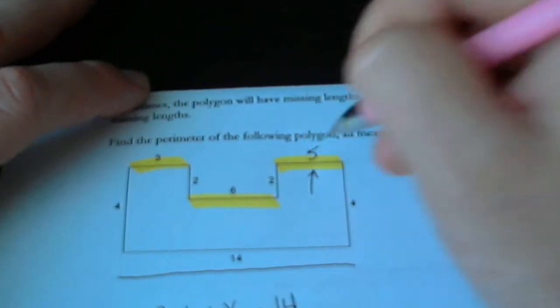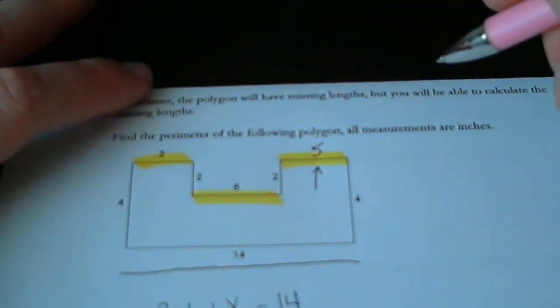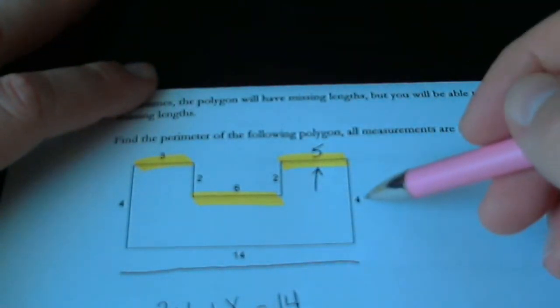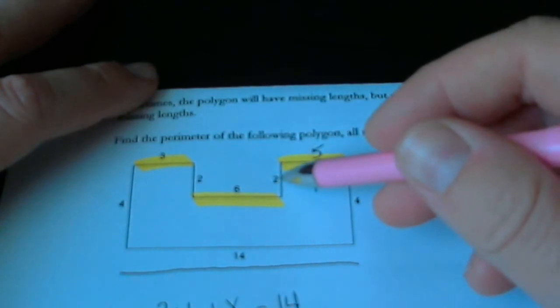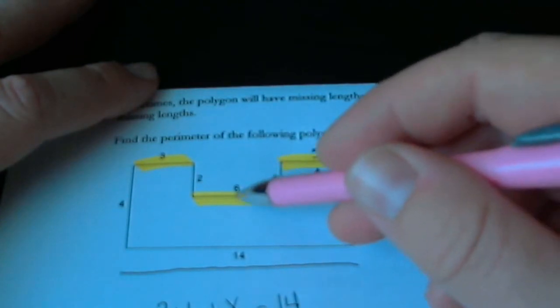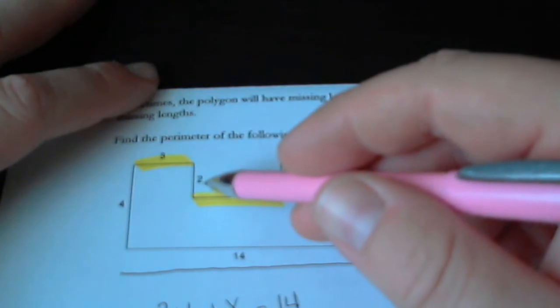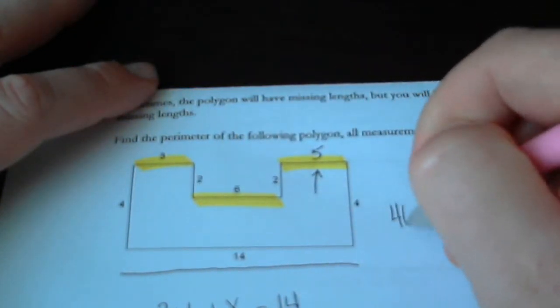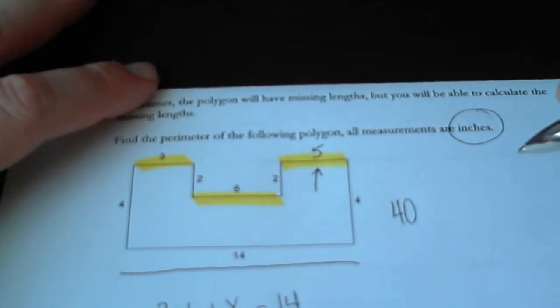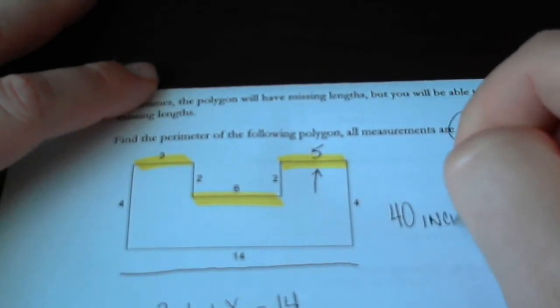So let's put a 5 up here, and now we can count around the outside just like we did up above. 14 plus 4 is 18, plus 5 is 23, 25 after the 2, 31, 33, 36, 40. So this is 40, and this time again inches is our unit.